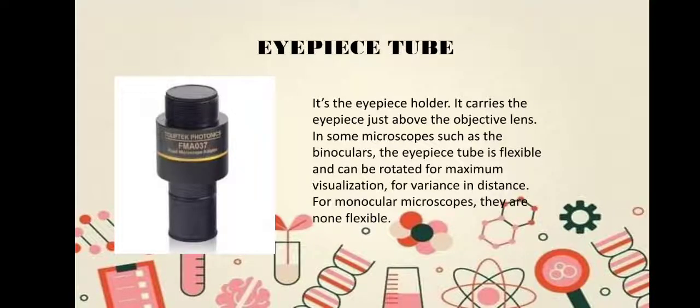The eyepiece tube. It's the eyepiece holder. It carries the eyepiece just above the objective lens. In some microscopes, such as the binocular, the eyepiece tube is flexible and can be rotated for maximum visualization, for variance and distance. For a monocular microscope, it is non-flexible. Binocular microscope heads typically incorporate a diopter adjustment ring that allows for the possible inconsistencies of our eyesight in both eyes.